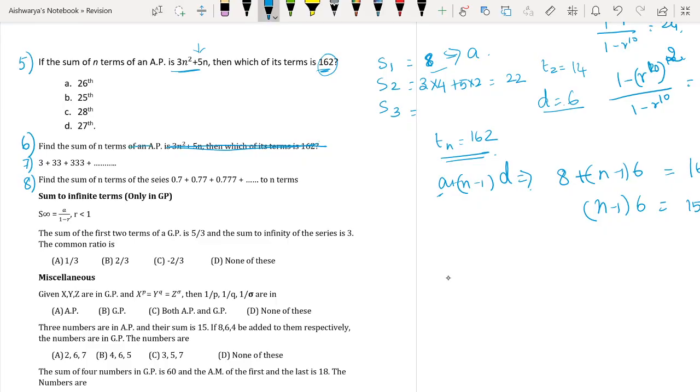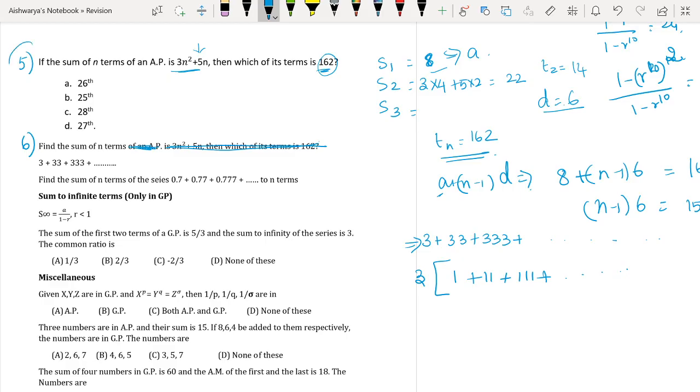Find the sum of n terms of the series 3 plus 33 plus 333 and so on. Very commonly asked in the examination, this kind of question. So the first step in this is always to remove the 3, then you will get 1 plus 11 plus 111 and so on.